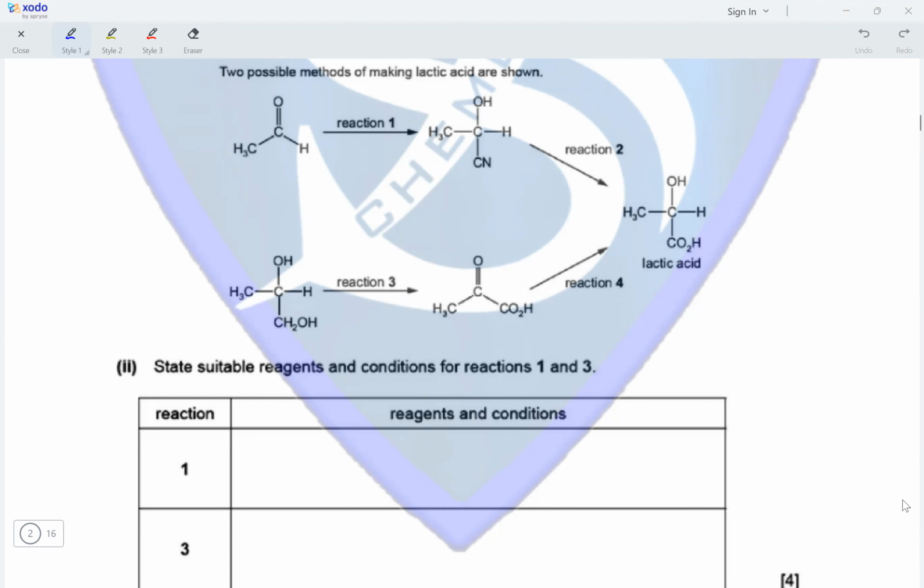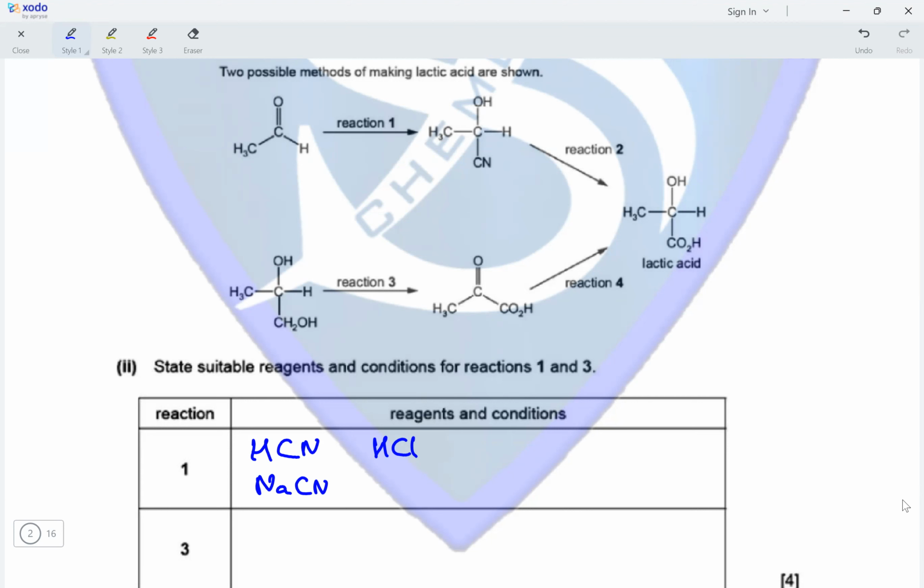State suitable reagents and conditions for reactions 1 and 3. So reaction 1 is nucleophilic addition. So we need HCN, we need NaCN, and we need HCl to provide acidic conditions. So these are the reagents and conditions needed for reaction 1.